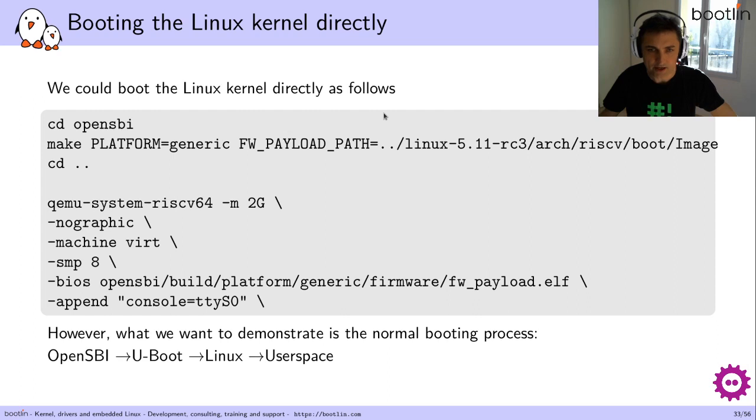You could actually directly boot the kernel from QEMU. What you have to do is rebuild OpenSBI so that the payload contains the Linux image, this one, instead of the U-Boot image. And then you can just run QEMU in the same way, except that you will add -append, passing the kernel command line to Linux.